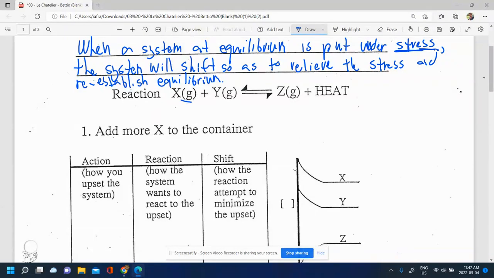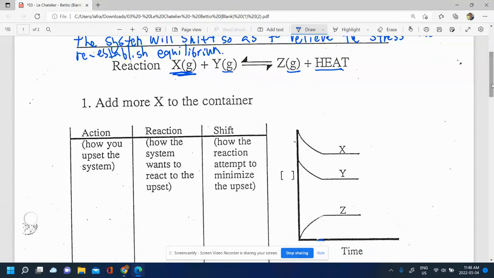So here we have a hypothetical example of a reaction. We have X gas plus Y gas produces Z gas, and it's at equilibrium with our double arrows there, and then there's some heat produced, so that means we have an exothermic reaction. And we can disturb this equilibrium state. We can, for example, add more X. So how did we stress the system out? Well, we added X.